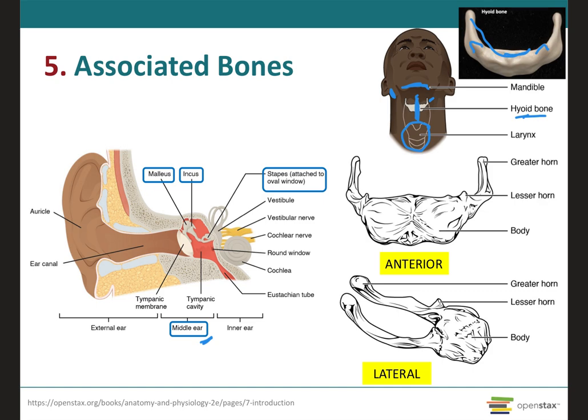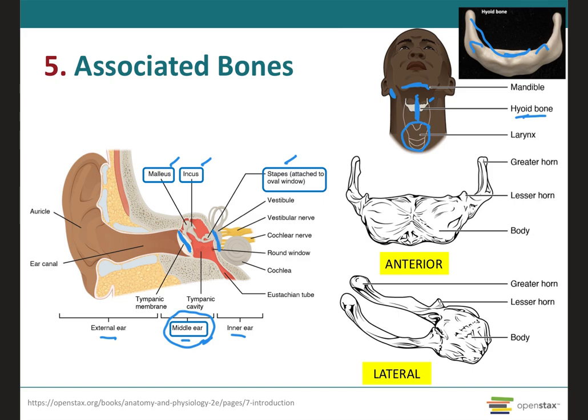Next, we have three auditory ossicles, which are the malleus, the incus, and the stapes. These will be located, like I said, in the middle ear. So there's an external ear, a middle ear, and an inner ear, and these ossicles are right in the middle. They're going to be between the tympanic membrane and the cochlea, which is this part right over here.